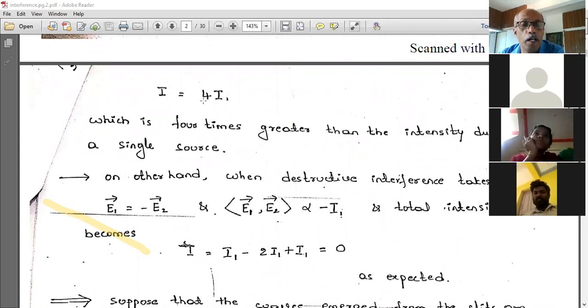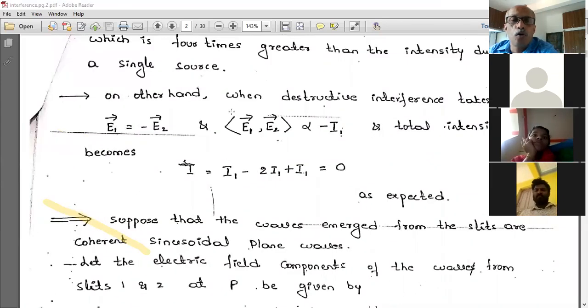If point P is the point where constructive interference is obtained, then the intensity at that point will be 4 times the intensity due to a single source. Also, if there is destructive interference at point P, then E1 will be equal to minus E2. That is the only difference. For constructive interference, E1 will be E2. For destructive interference, E1 will be equal to minus E2.